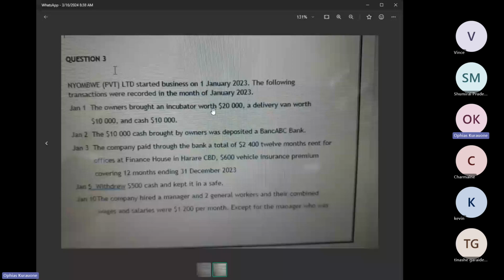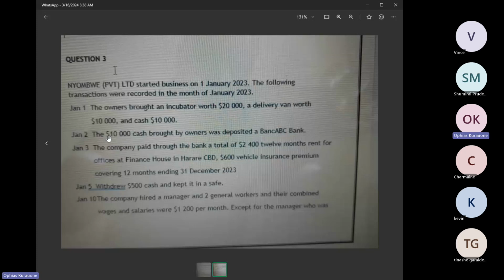So here you're supposed to open 4 accounts, but in the capital account we should include the 20,000, the delivery van, and the cash. The capital account has a credit balance.